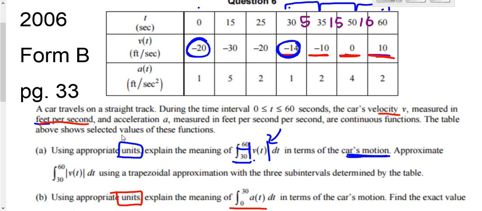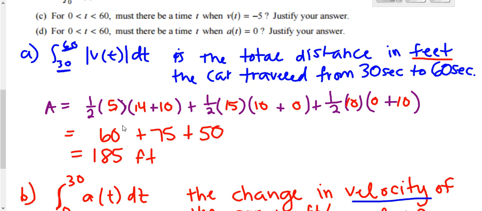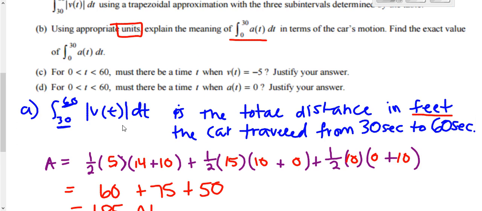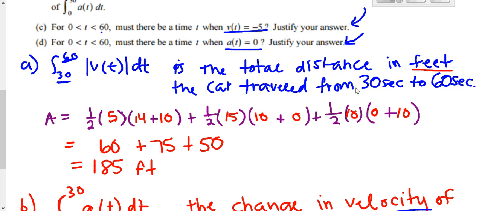Next, let's look at these next two. They're very similar. It says for 0 to 60, so we're looking on the interval on the table. Okay, well, we're looking at the table. Nice to know. We've been doing that the whole time. Must there be a time when the velocity equals -5? Justify. And our next question is kind of similar, so we're going to think along the same lines. Must there be a time when the acceleration equals 0? Justify.